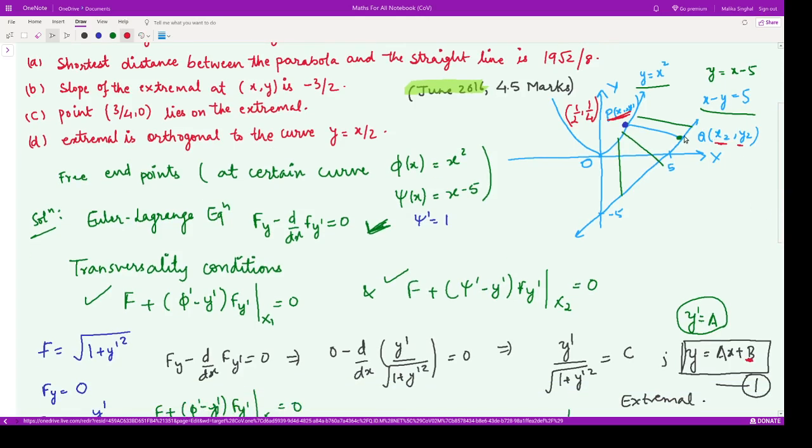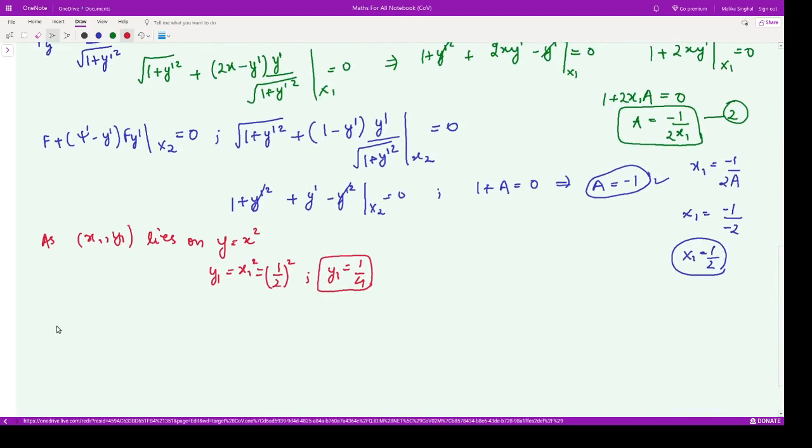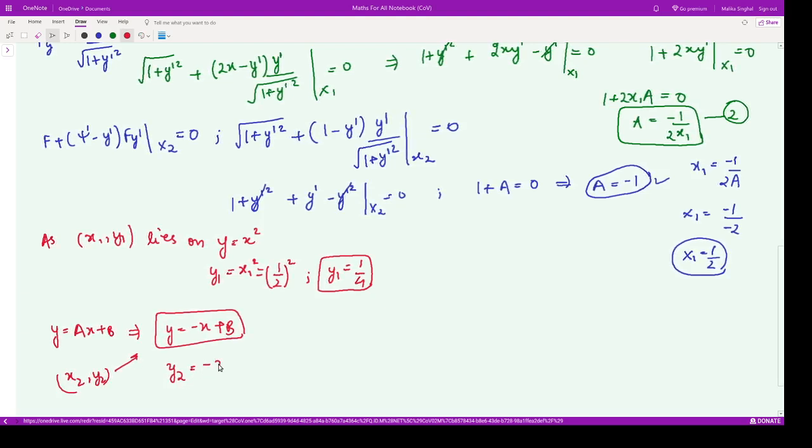So now you see that this point x2, y2 lies both on this line as well as on our extremal, this here and here. So it will satisfy this equation and the equation of this extremal. So let us put it there and try to solve it. The equation of the extremal was y is equal to ax plus b, where our a is minus 1. So y is equal to minus x plus b. Now this point x2 comma y2 lies on this. So we have y2 is equal to minus x2 plus b.